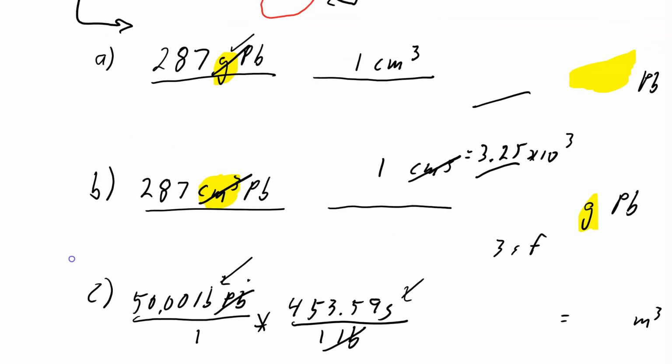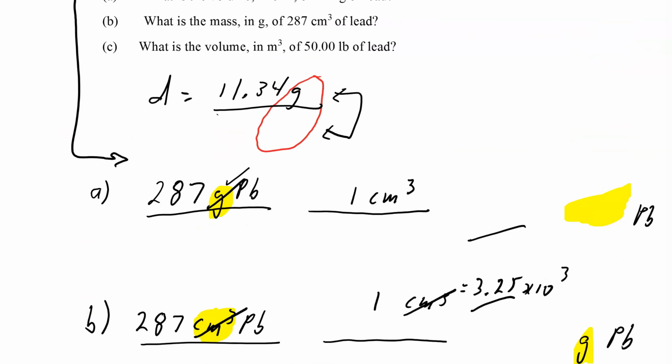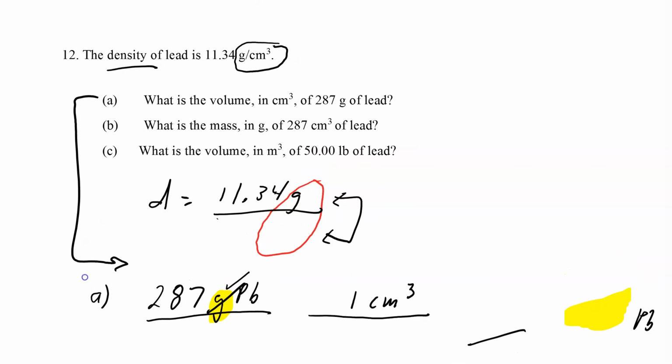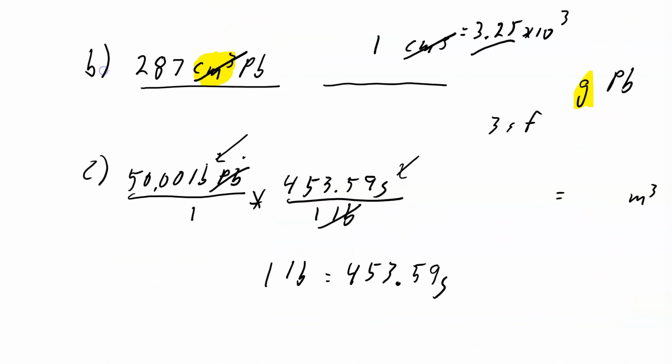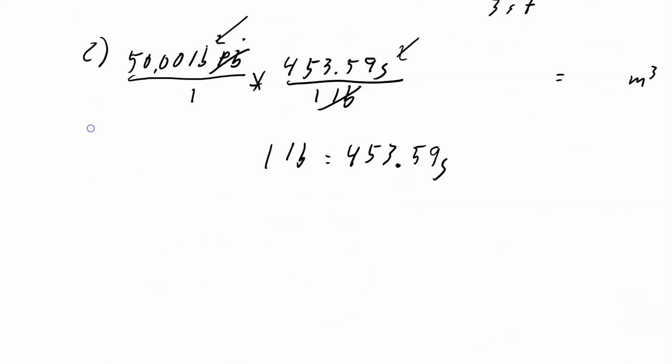And we can use our density now to convert grams to cubic centimeters. Seems like we've lost some of our data here. But here's our density right up at the top. Let's circle it again. So our density is 11.34 grams per cubic centimeter. So let's use that. So we're now going to multiply this by 1 cubic centimeter over 11.34 grams. Grams cancel. Let's get rid of our equal sign because we're not done yet.